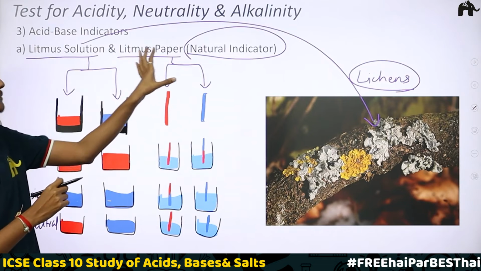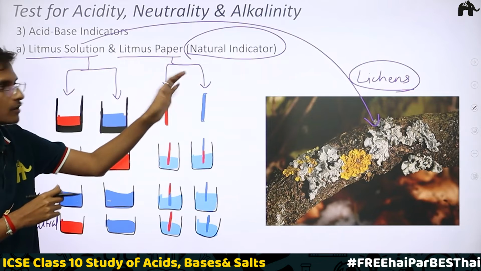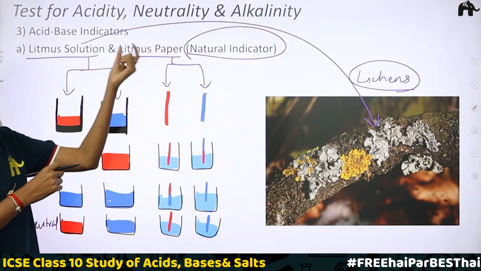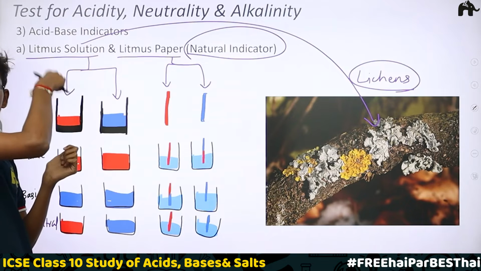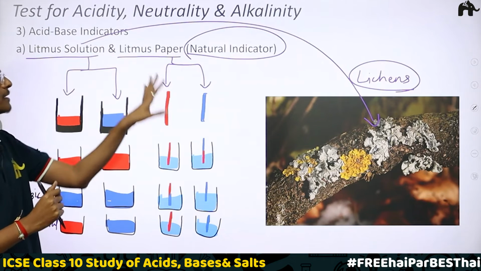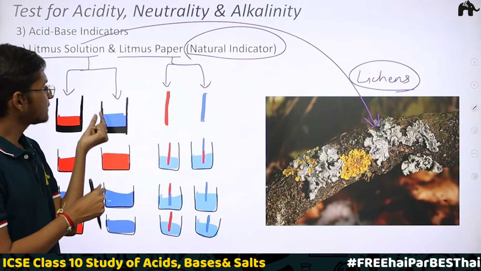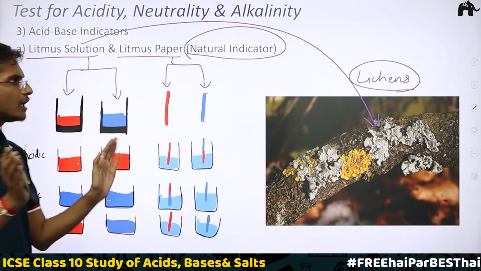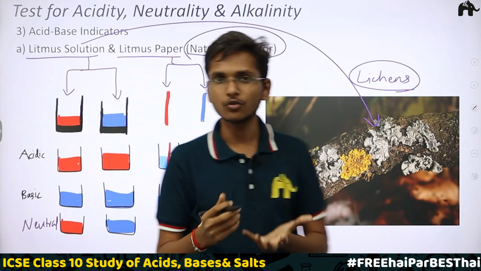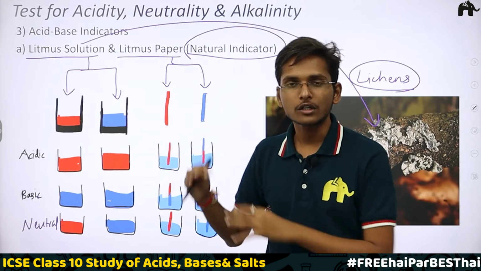Now how is litmus paper made? We know litmus solution is made from lichens. For litmus paper, we simply take a paper. A paper dipped in red litmus solution becomes red litmus paper. When a paper is dipped into blue litmus solution, that paper becomes blue litmus paper. Very clear, very simple. Now how can we know whether a particular solution is acidic, basic or neutral with the help of litmus solution?